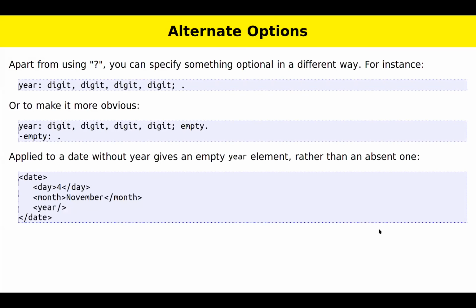So there are different ways of doing options. And apart from using question mark, as you saw earlier, you can specify that something's optional in a different way. For instance, this rule for year, I've added semicolon and then nothing. So it says that a year can be 4 digits or nothing. If you want to make it more obvious, you can give that nothing a name. So for instance, 4 digits empty, where empty is also nothing, but it makes it stick out a bit more. If you use that form of an option, what happens is that you get an empty year element rather than an absent one. So the choice is yours, or what you want from the output.